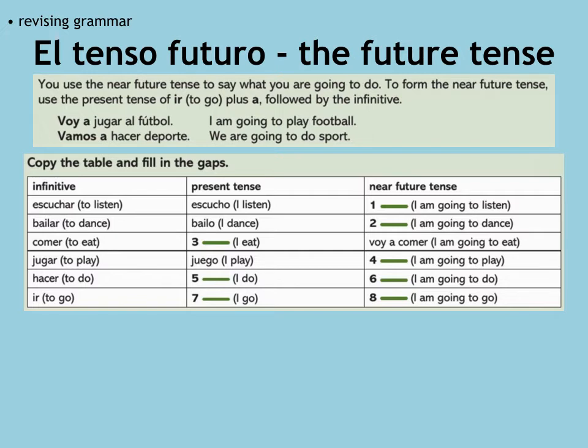So you're going to need to write down more than one word. It's not just a one-word answer. It's going to be voy a plus the infinitive. Okay, have a think. Don't panic. This isn't impossible. You're perfectly capable of doing this. Pause the recording. Give yourself time to do it. Okay? If you're really stuck, I'll show you the answers in a sec. Okay, good luck.